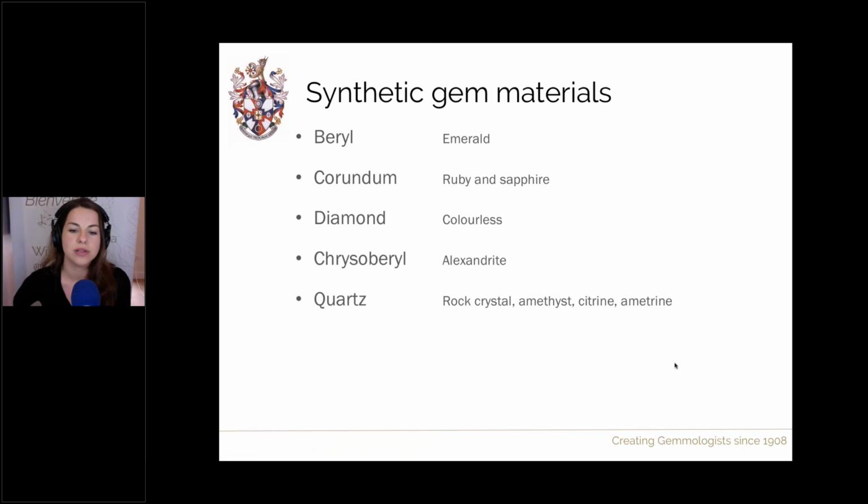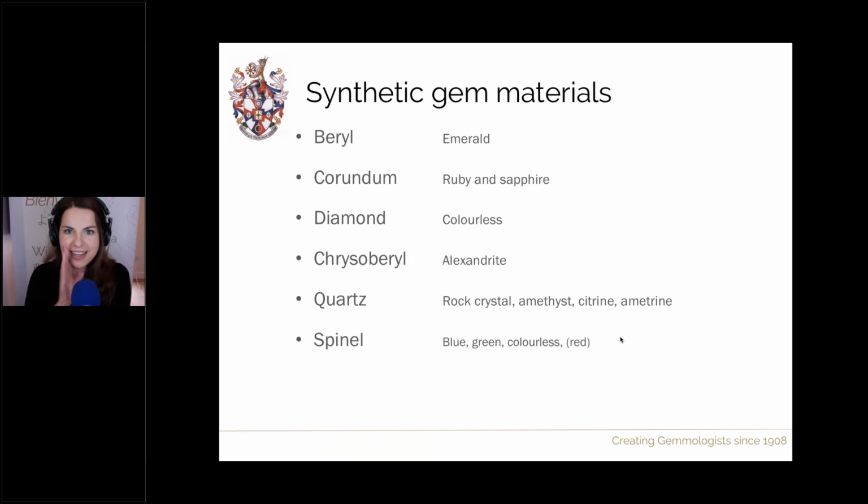And again, we can create a number of colors: colorless rock crystal, purple amethyst, yellow citrine, or a mix of these last two, which is ametrine. So these are the main gems that you do see, and it's our job really to tell the difference between those that have been created naturally and those that have been synthesized in a lab. We're going to focus on just four of these today, so these top four gems: emerald, ruby, sapphire, and diamond. There are a few more synthetic materials that I will just mention.